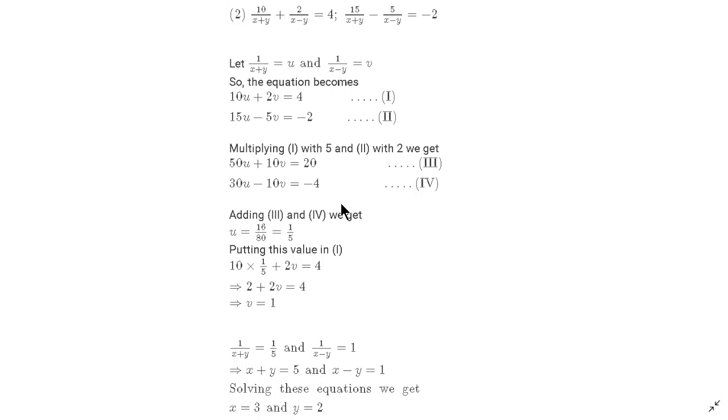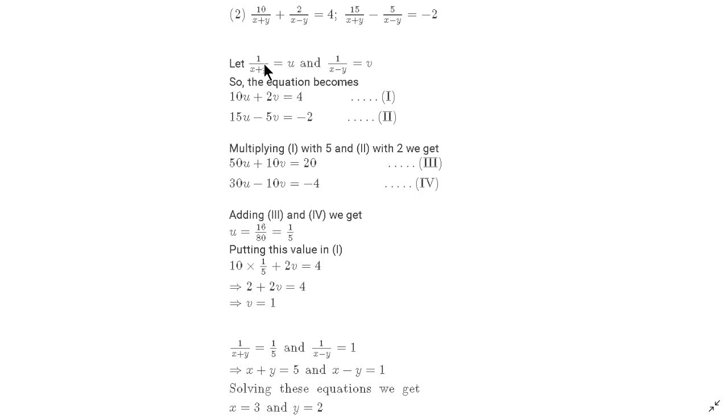Example number 2. 10 upon x plus y plus 2 upon x minus y is equal to 4. 15 upon x plus y minus 5 upon x minus y is equal to 2. This is also not in a linear standard format. This is not a linear equation.